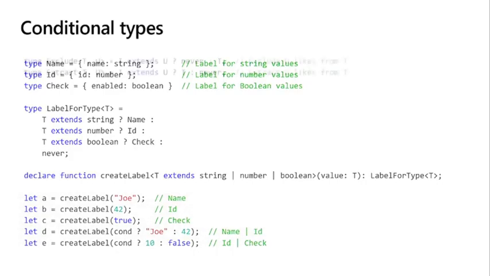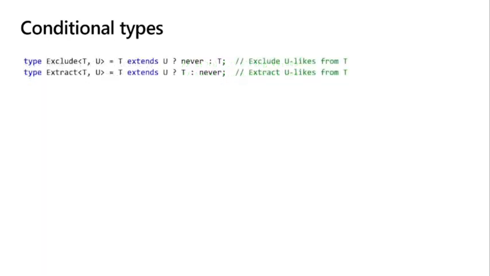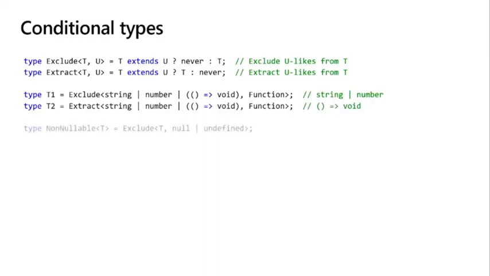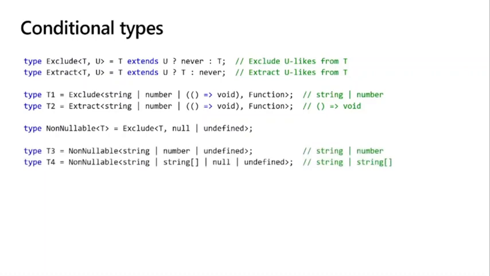So this cleverness we can use to create interesting types, like a thing that reduces a union type or extracts stuff from a union type. So for example, here, if I have a string or number or some function type, and I exclude function, then I get just string or number, or if I extract function, then I get only the function parts of it. But now I can make a NonNullable of T that gets rid of null and undefined from some T, and that's actually quite useful.